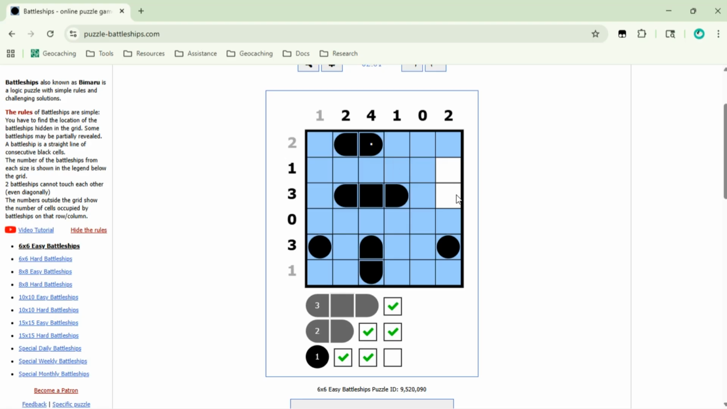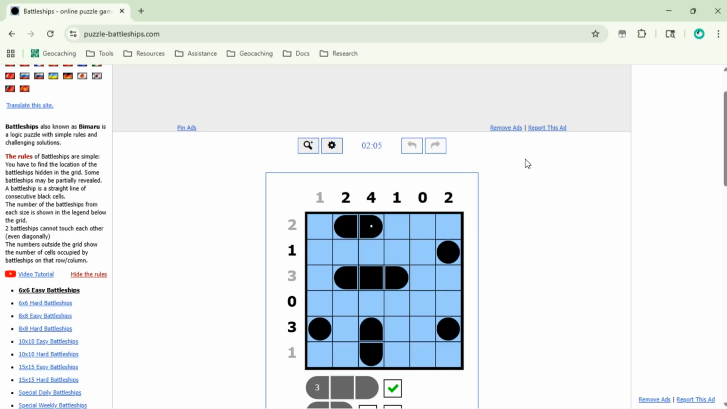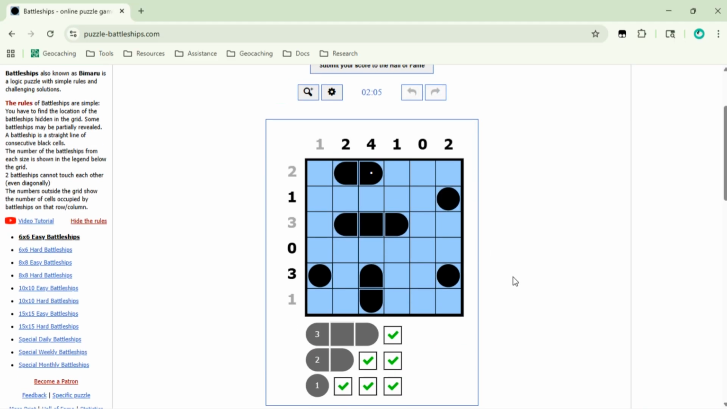This one has to be empty. This one is now satisfied, so this is the last one left, and we are done with battleships. We know the locations, and again, the positions of the ships can be utilized to calculate coordinates if you want.